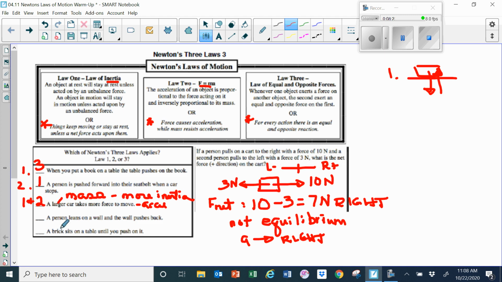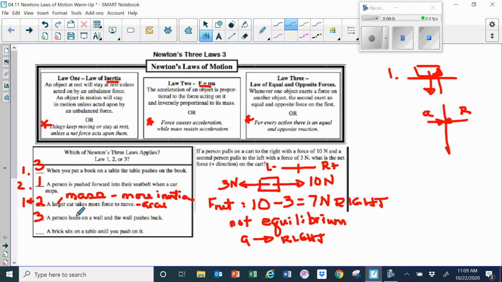Okay, the third one, a person leans on a wall. You lean on a wall. You apply a force to the wall, and the wall pushes back. Well, the wall's not moving, and you're not moving, so you're in equilibrium, right? The wall's in equilibrium, so you are in equilibrium. So what's happening here is for every action force, you pushing on the wall, there is a reaction force of the wall pushing back on you. So this is a pretty good example of action-reaction forces.